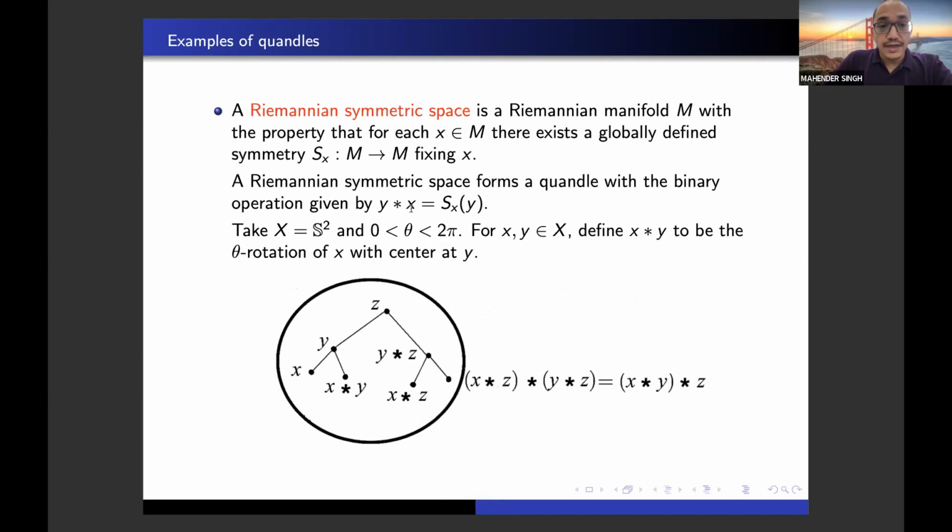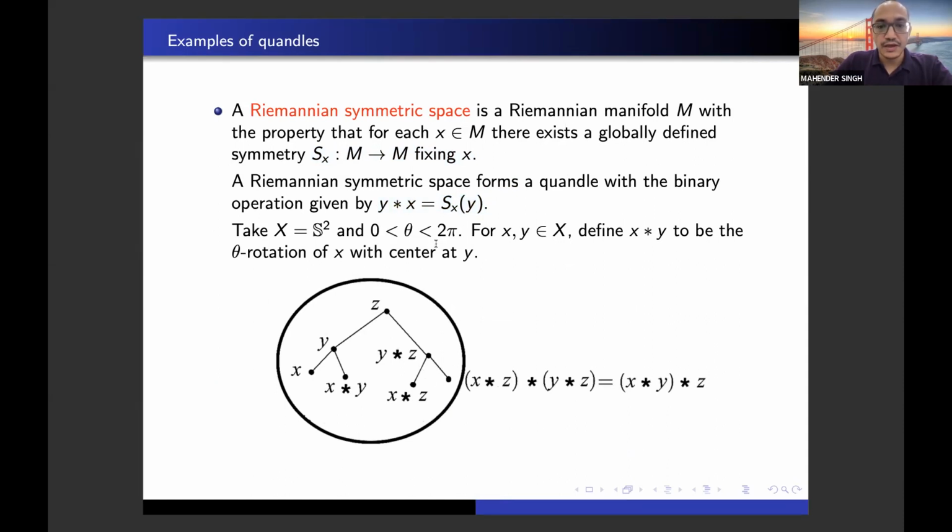One interesting example from a little distant topic is Riemannian symmetric spaces. If you take a Riemannian symmetric space, which is just a Riemannian manifold with the property that at each point x you have a globally defined symmetry which fixes the point x, then you can turn this manifold into a quandle by defining y star x to be the action of the symmetry on y. Very natural definition.